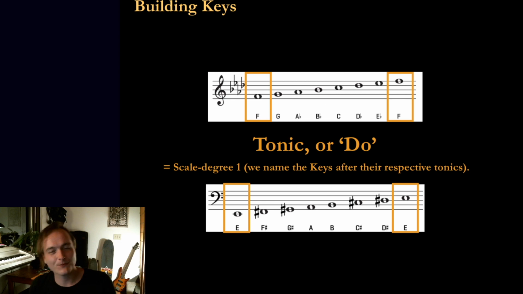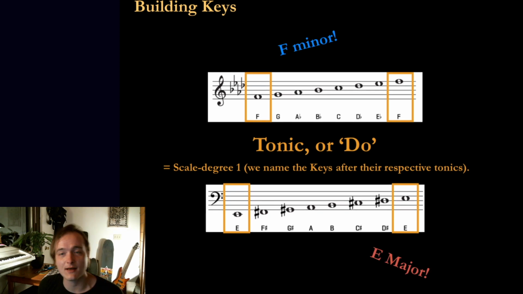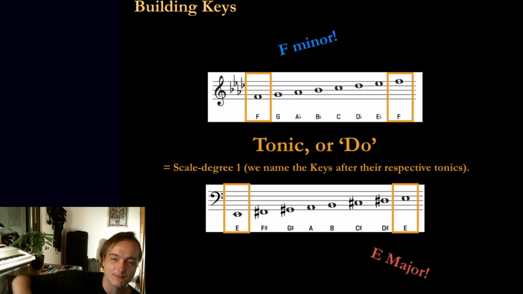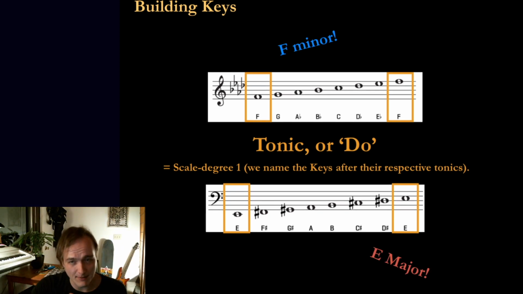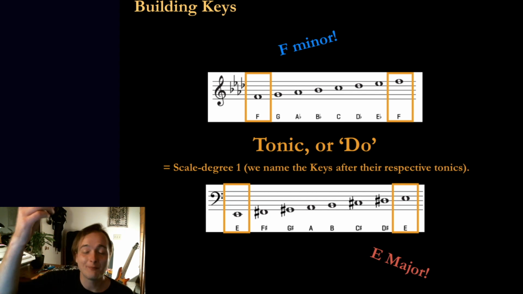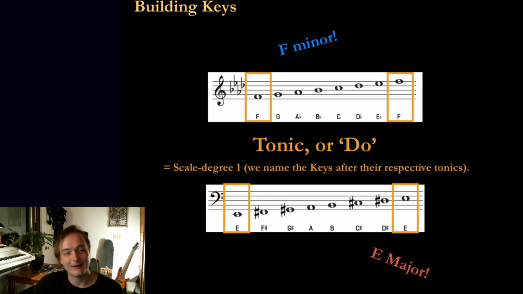First, tonic, as I've said before, or do, is scale degree 1, and we name the keys, just like with the scales, after their respective do. So that top one that we saw was F minor, and then the bottom that we saw with 4 sharps, that was E major. E major or C sharp minor. F minor or A flat major.